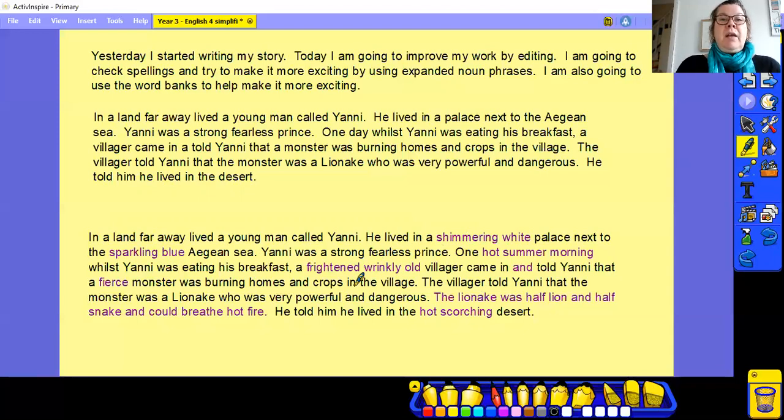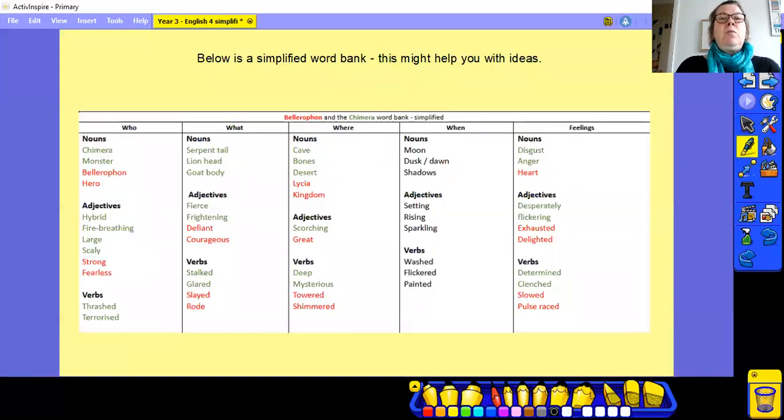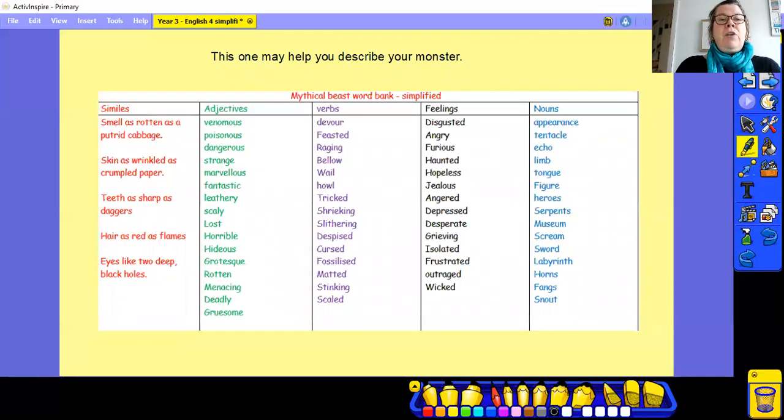So your turn now. Have a look through your writing and see, can you make it more exciting? What could you do to improve? And remember, you can use the word banks. Are there any words on here that you could use? And the same here. When you're describing your chimera, are there any words that you can use to describe it from here? I really am looking forward to reading your stories.